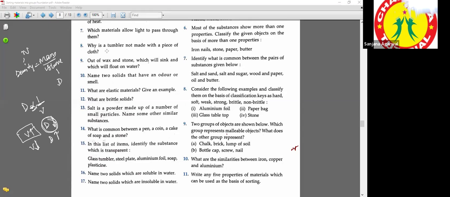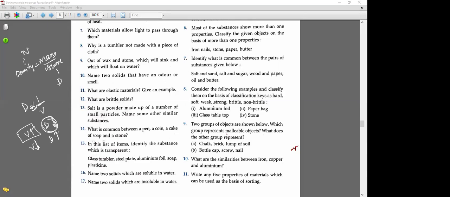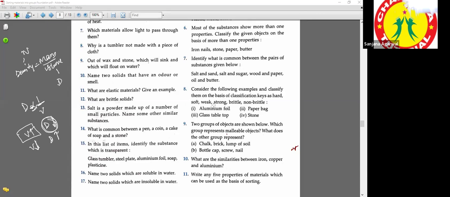Neha, Harshit, Bhavesh, and Akshin. Done, ma'am. Okay. We will be telling 8. Akshin, 8. Consider the following examples and classify them on the basis of classification keys as hard, soft, weak, strong, brittle, and non-brittle. Akshin, quickly tell, just take the names. Which of these are hard in nature?